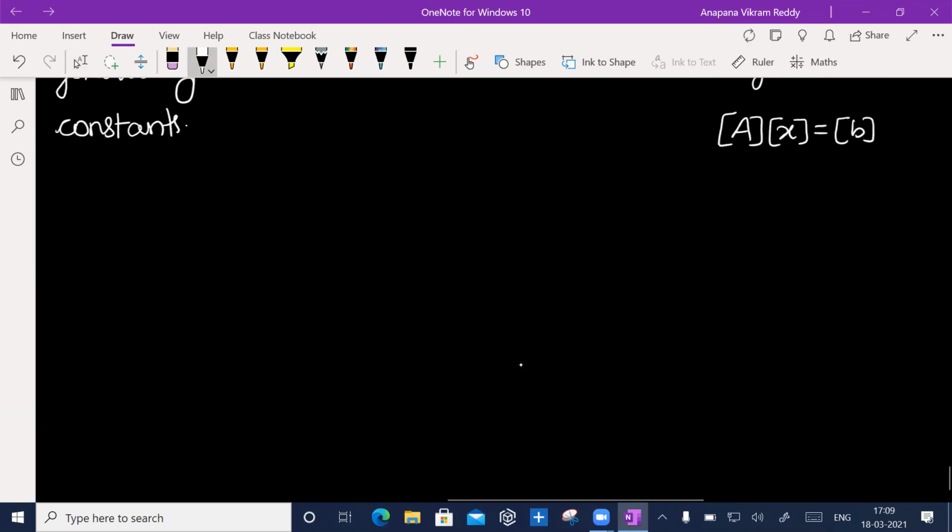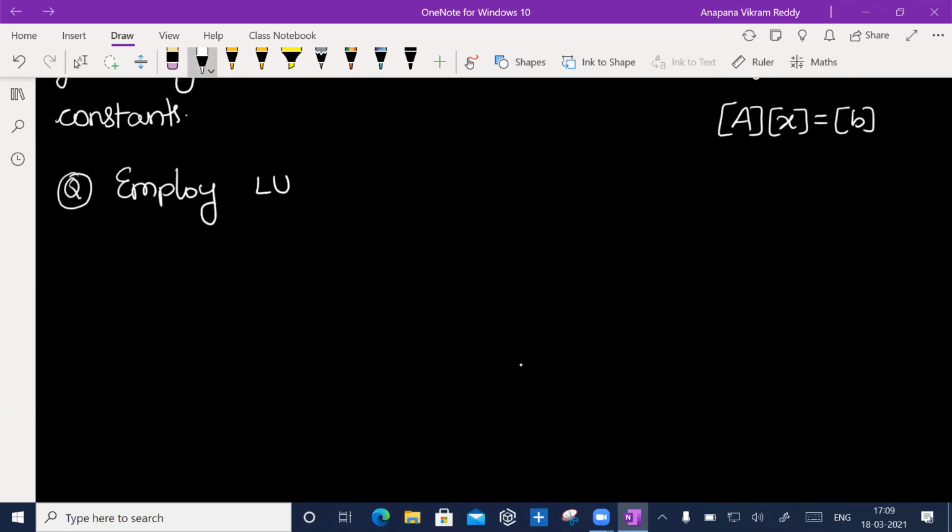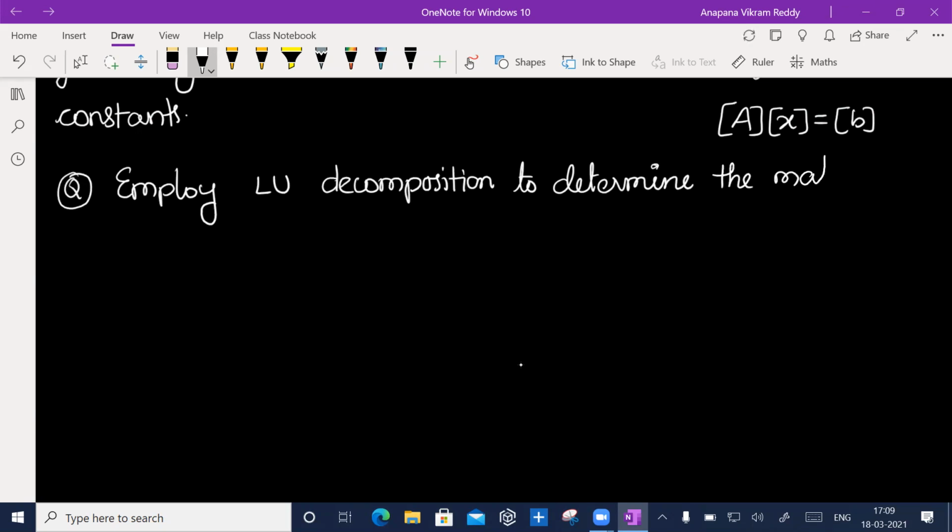What is that A we have there? I'll give you one question. For example, employ LU decomposition to determine the matrix inverse for the system. I have one system. Can anyone tell me that system, please?